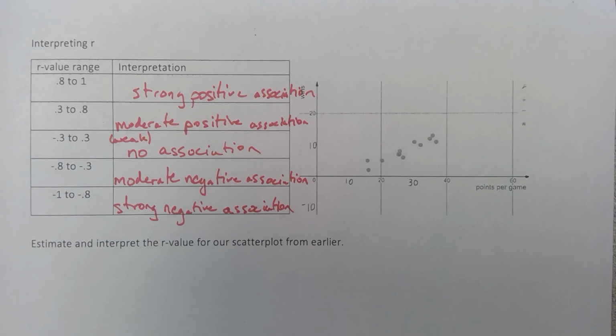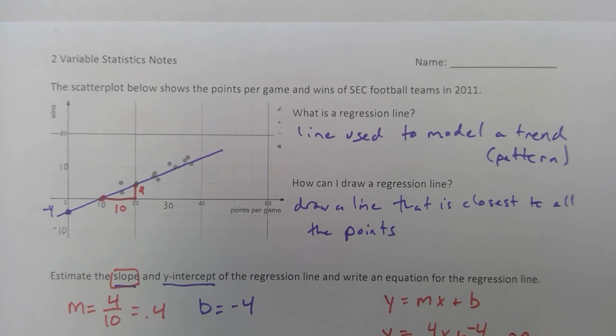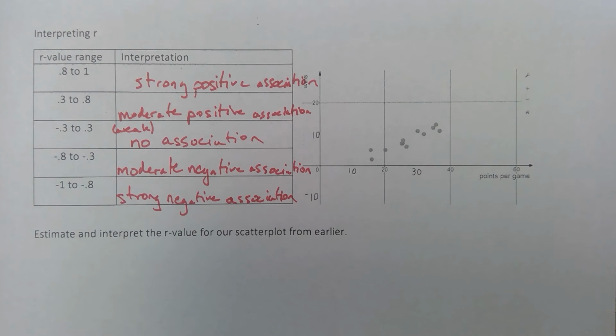Okay, so let's estimate and interpret the R value for our scatter plot from earlier. Let me look at our scatter plot real quick. If we're looking at this scatter plot right here, I'm thinking it's pretty close to a line, so maybe 0.9. It's got to be positive because it's going up to the right. My estimate is that R is approximately 0.9.